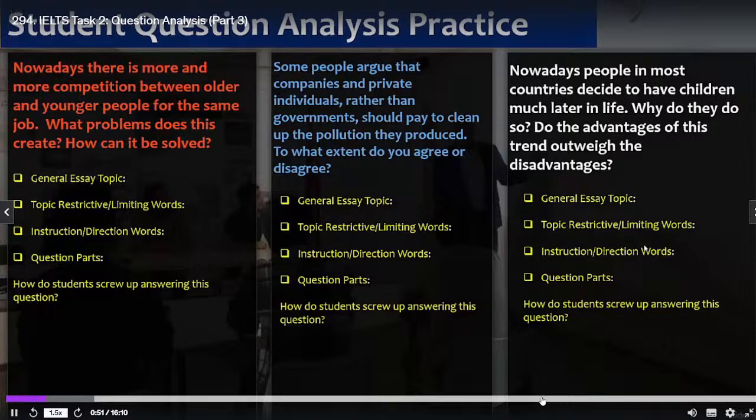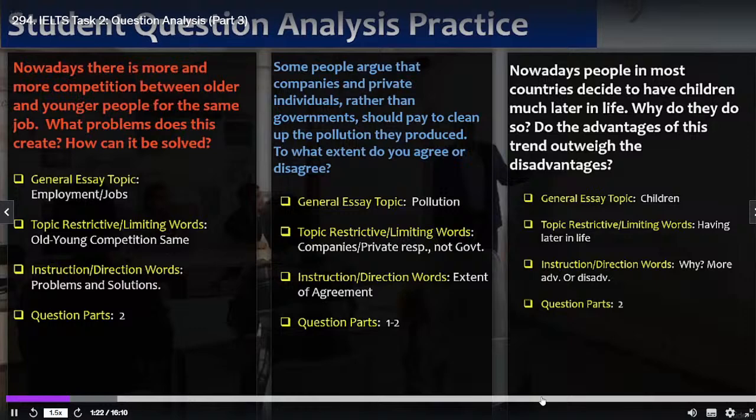All right, our first question in red. The general topic is about employment and jobs. That's the general macro topic. Our restrictive language is old and young competing for the same job. Our direction words, problems and solutions. What problems does this create? What solutions? This has 2 parts.